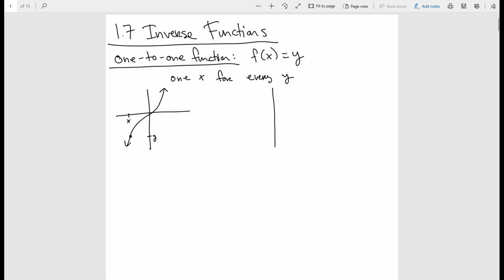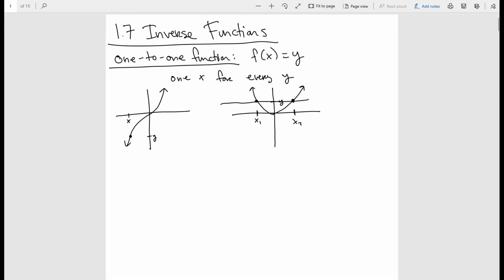Whereas if I were to have a parabola, you can see that this y value shares two different x's. So this is not one-to-one because this y value has two x's, this x1 and then this x2.